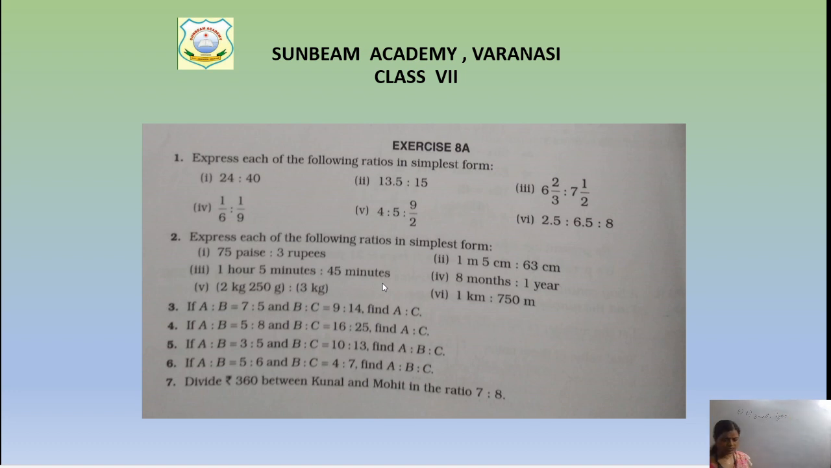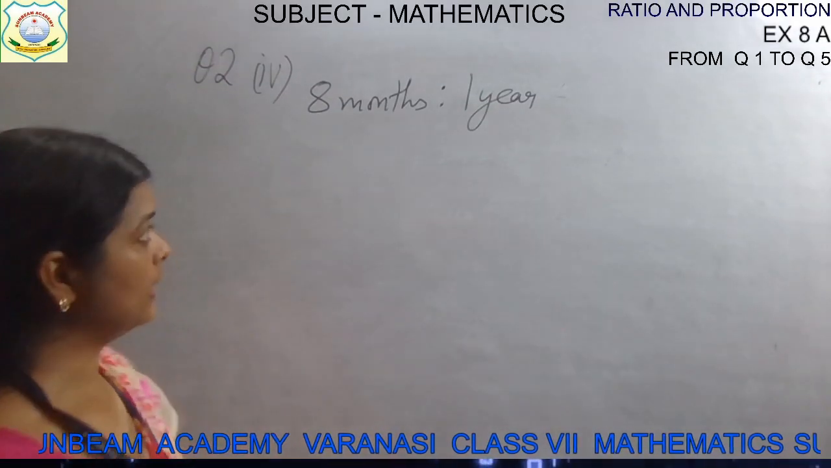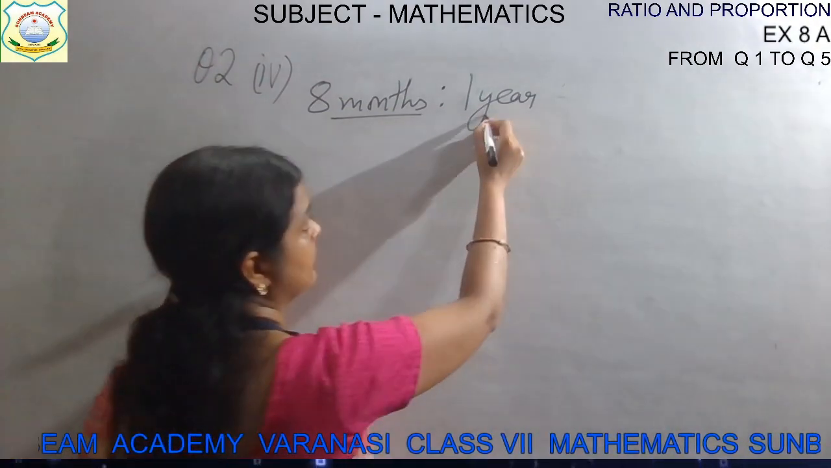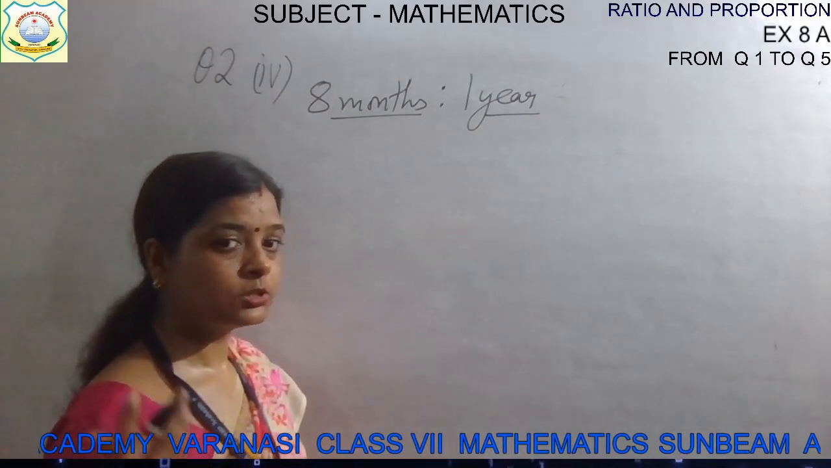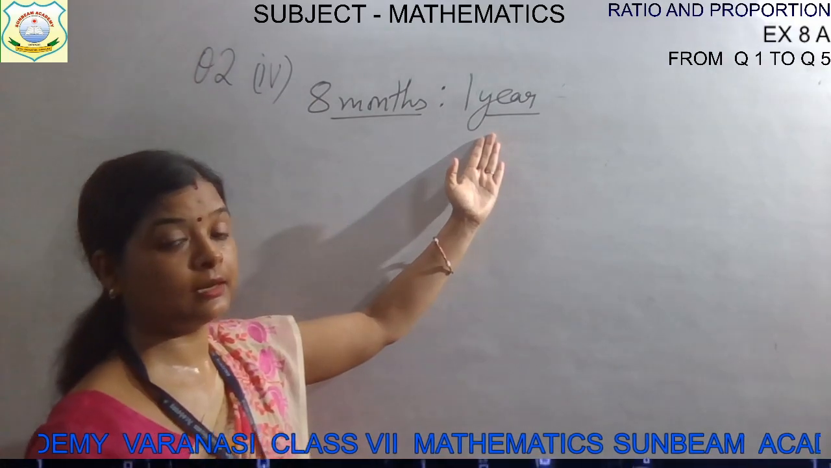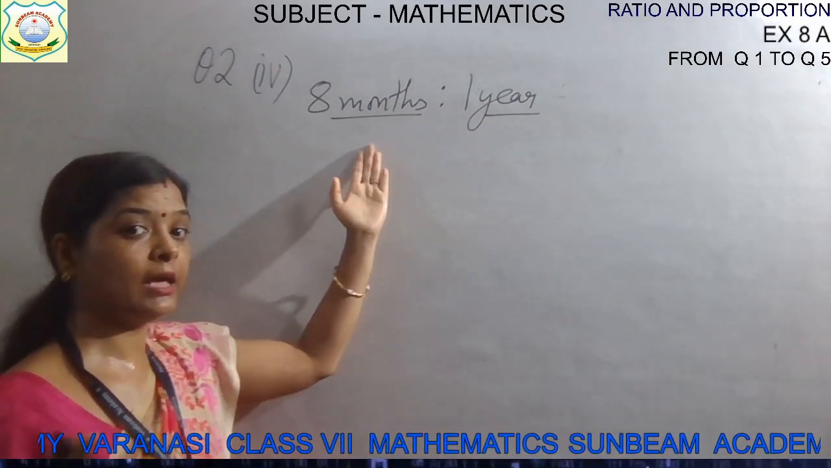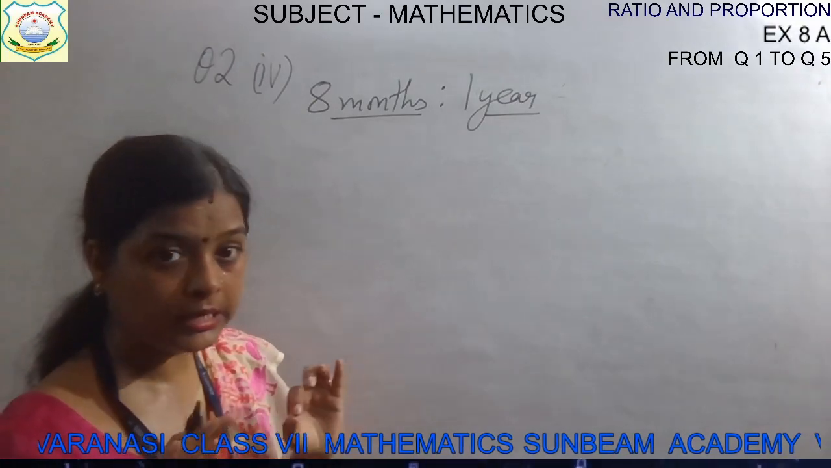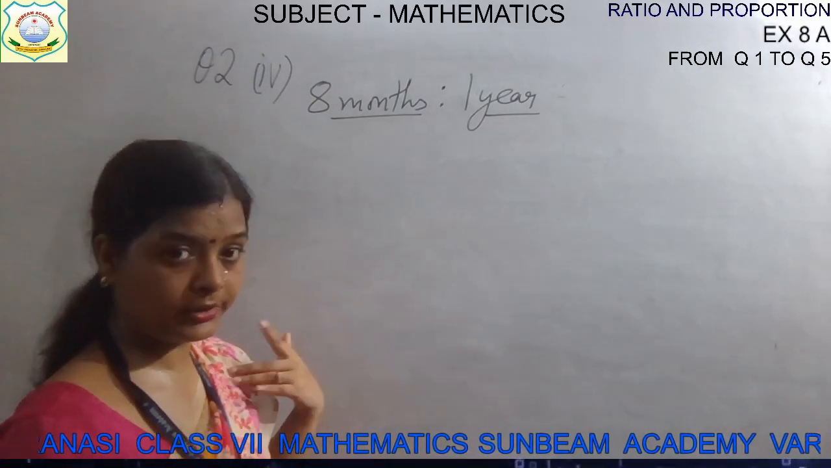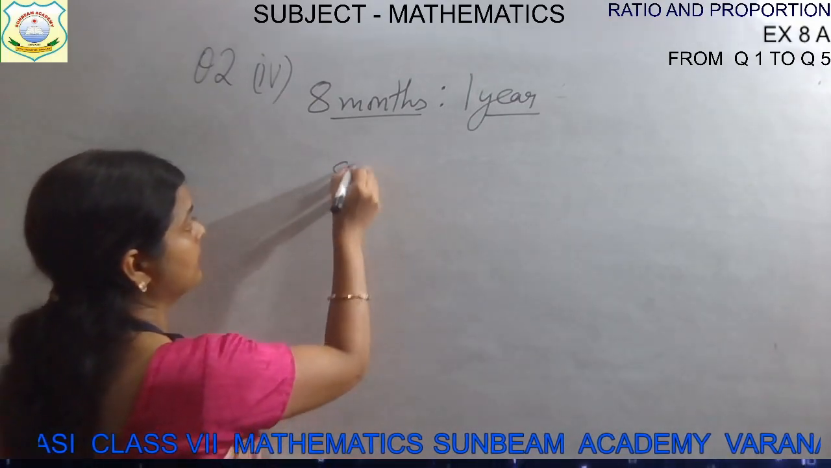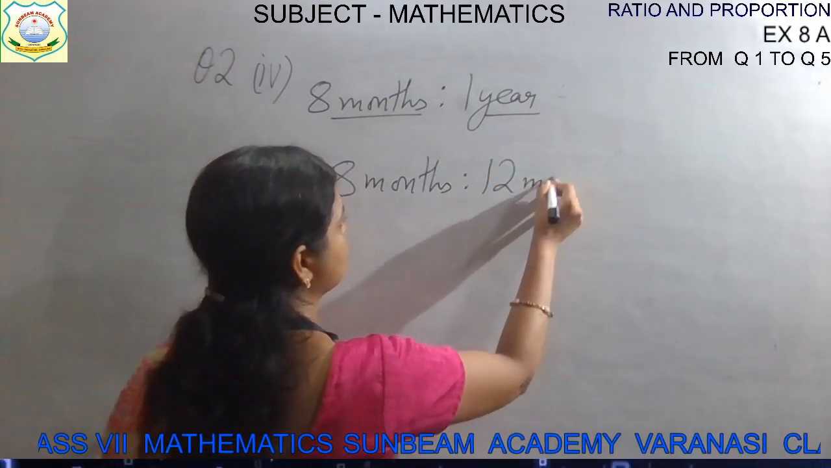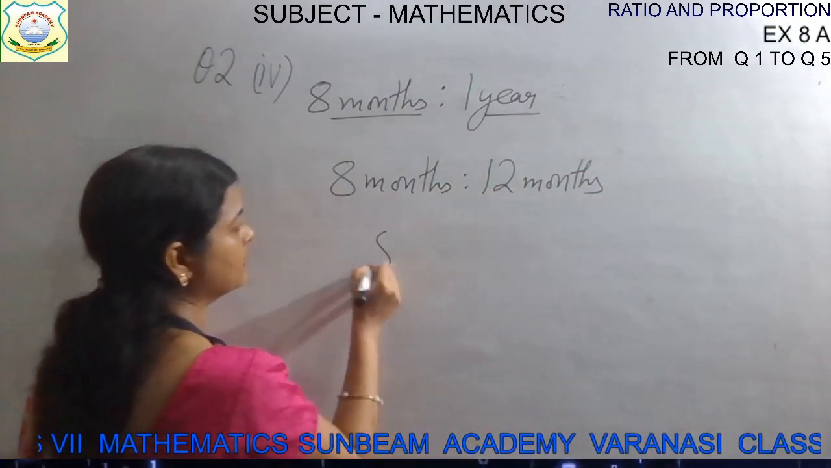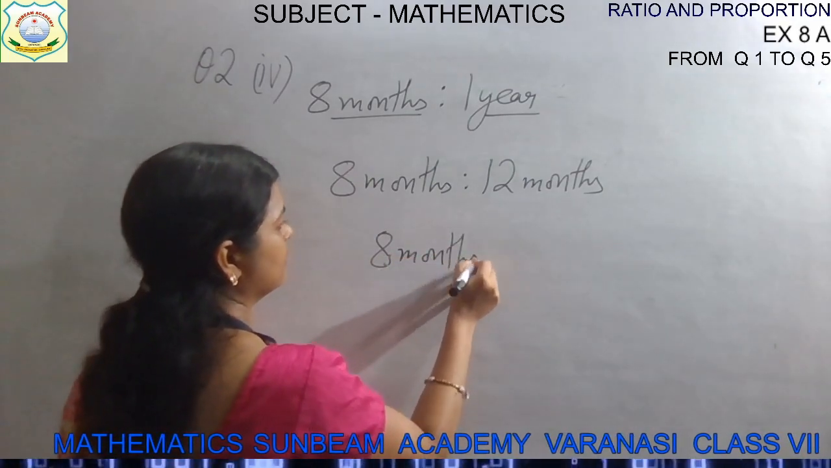Can we do it? Yes, of course, you can solve it quickly. 8 months, already it is in month. Year can be converted into months. How? In 1 year, how many months? 12 months. So instead of writing 1 year, write down 12 months, because we will simplify by using the same units only. We can't simplify the different units with each other. So it will be 8 months is to 12 months. Now for solving purpose, write down in this way.